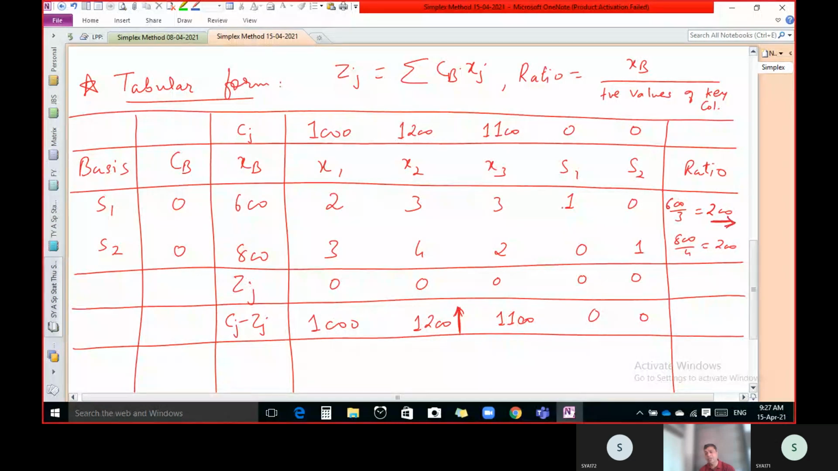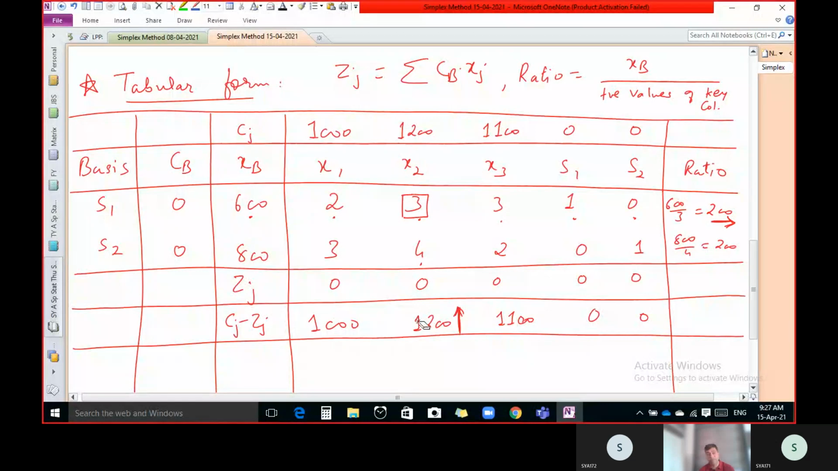So the corresponding variable, s2, will leave the basis, and the elements of the corresponding row are known as the key row. So these are the elements of the key row, and our key column is this one. So this is the key column, the elements of the key column. But this 3 is at the intersecting point of the key row and key column, so it is known as the key element. So this 3 is the key element.